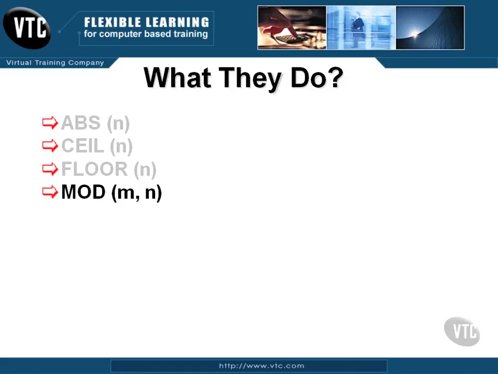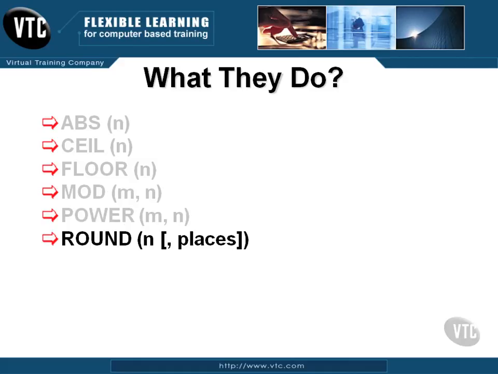Mod is a modulus, which gives you m divided by n and the remainder thereof. It's a remainder function. Power you've already seen. Round will allow you to round a number to a number of decimal places. It will round up from 0.5 upwards, unlike ceiling and floor that simply give you the next integer up or the next integer down. Round actually rounds mathematically. 0.5 goes up, less than 0.5 goes down.